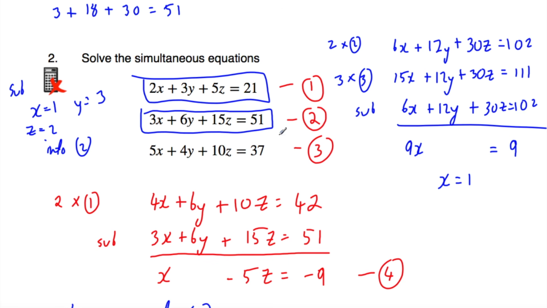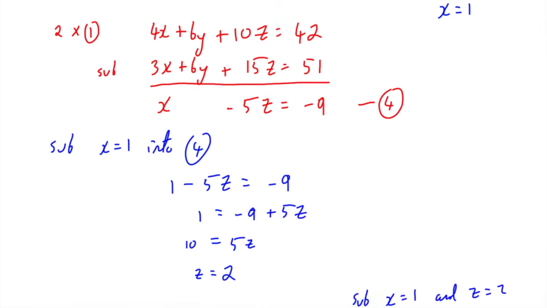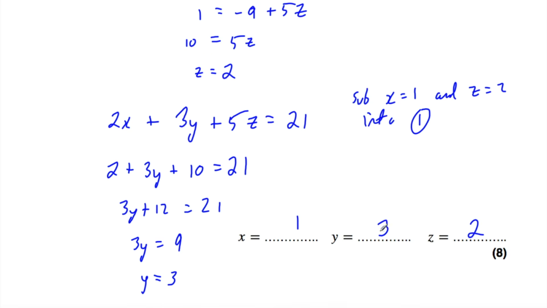And is that equal to 51? Well, 3 plus 18 is 21, plus 30 is 51, so we get 51 equals 51, and that's it. So we know that those answers are correct, that x equals 1, y equals 3, and z equals 2, and that's it. Okay, let's look at our next question, question number 3.